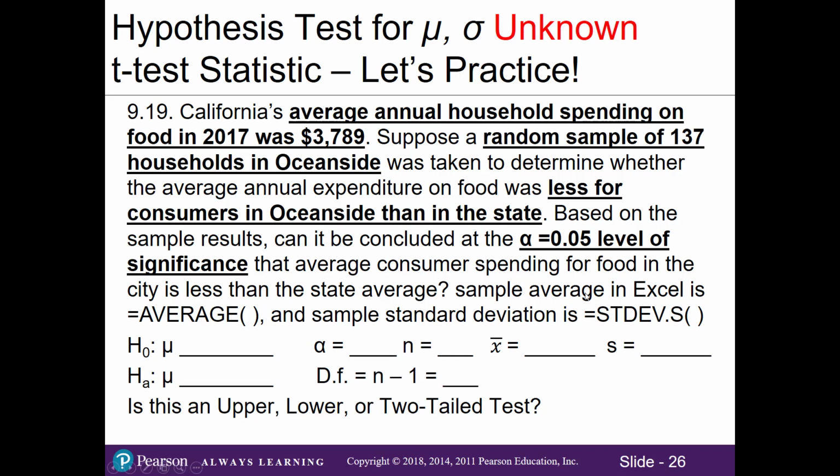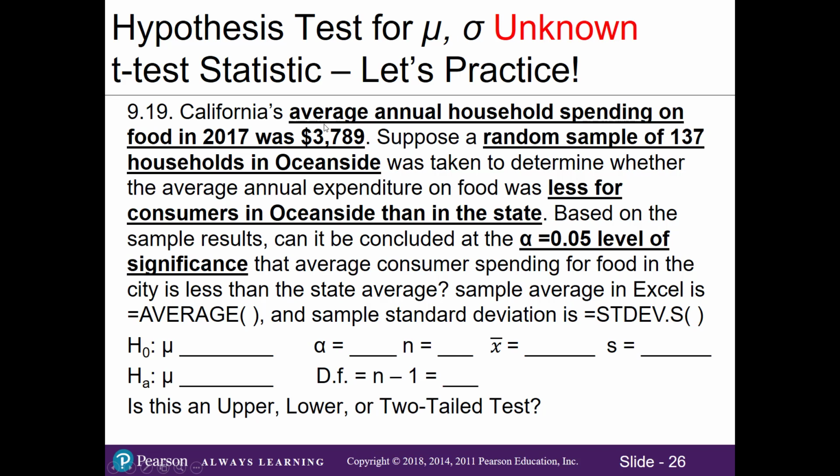Note that our sample average in Excel is the equals average formula, and the sample standard deviation is the stdev.s formula. So before we even get to Excel, let's make sure we understand the null and alternative hypotheses. We're looking for the clues here. Is this a one or two-tailed test? If it's a one-tailed test, it's going to have directional language, greater than, less than. And I can already see I've got less than mentioned a few times here. So that means we know we're going to be doing a one-tail, lower-tail test.